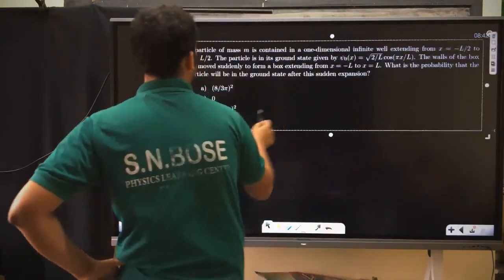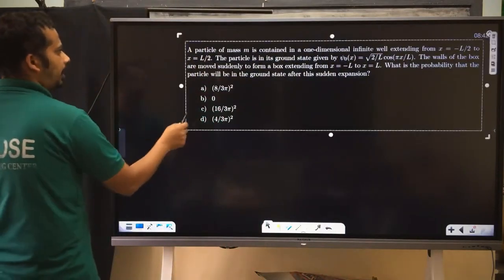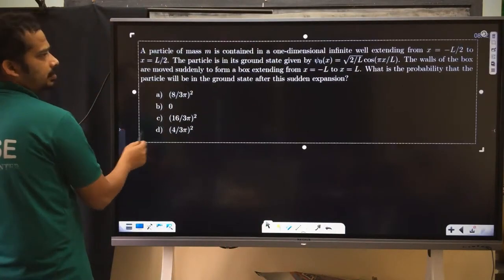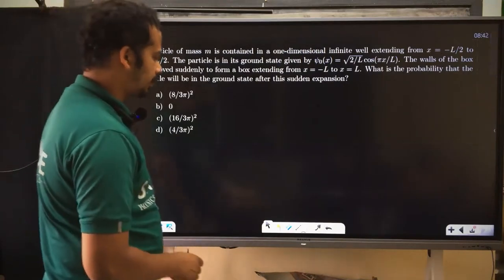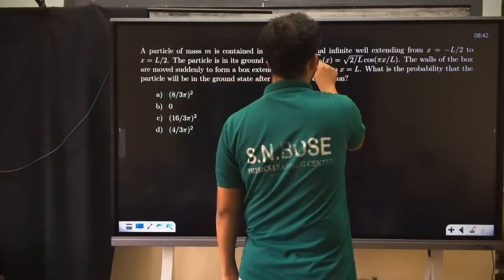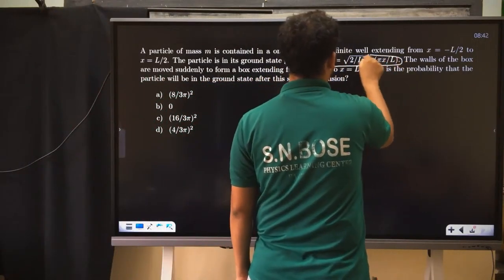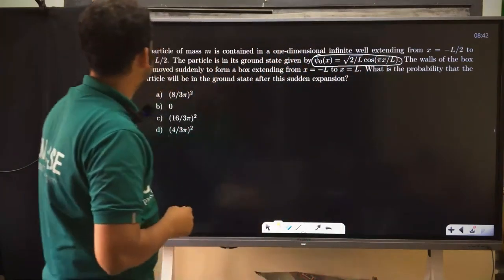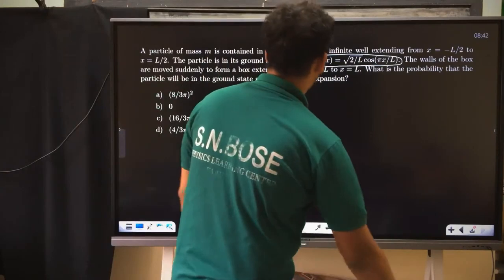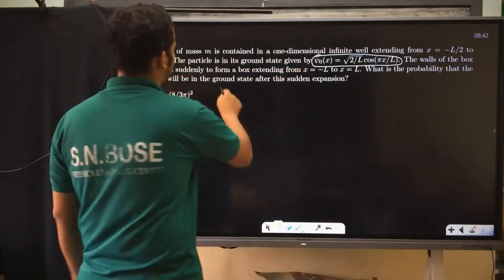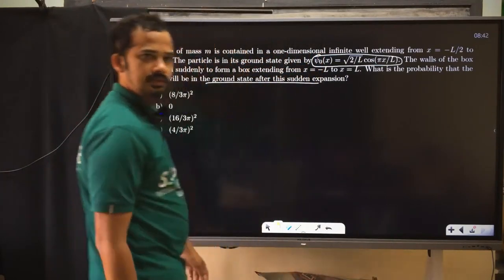What is this one? Particle is confined in an infinite square well from minus L by 2 to plus L by 2. It is in its ground state. He mentioned the ground state wave function also. Check this out. The walls of the box are suddenly moved to minus L to plus L. That is the first example that I took. What is the probability that it is found in the ground state after this sudden expansion?